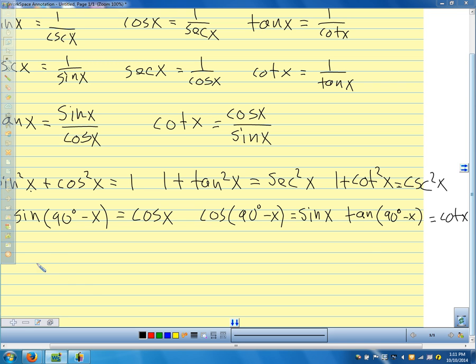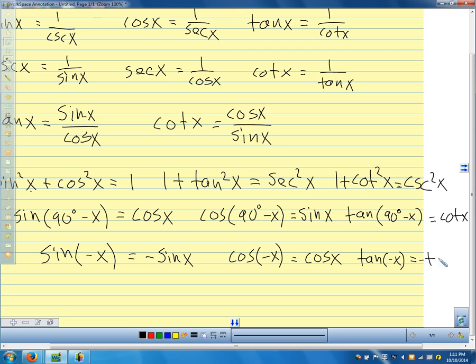And then we have our even and odd identities. So sine of minus x, is a sine function even or odd? Odd. The sine function is odd. So sine of minus x equals minus sine x. Cosine, even or odd? Even. So cosine of minus x equals cosine x. Tangent is odd. So tangent of minus x equals minus tangent x. And then all the relatives are even and odd the same as these. So cosecant would be odd, secant would be even, cotangent would be odd. So we have the same thing going on.